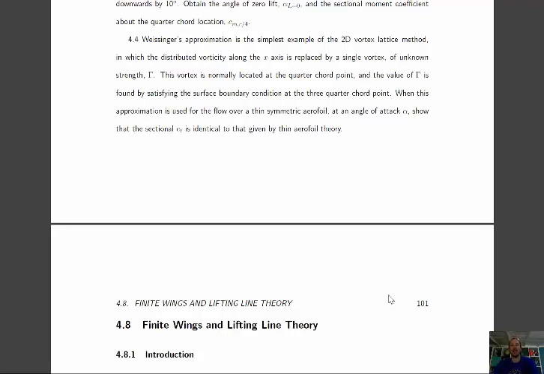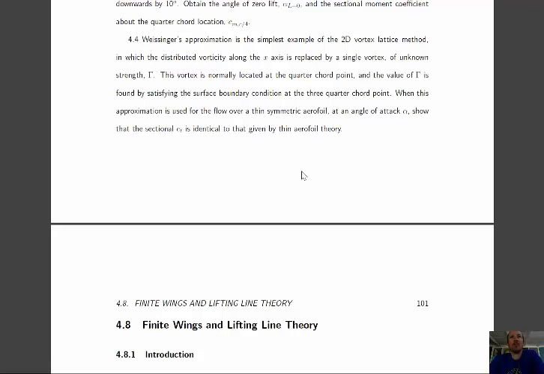In question 4 we're simplifying the problem again, by saying that rather than having a distribution of vorticity along the chord line of the aerofoil, the simplest simplification, if you like, is to have a single vortex, and we're going to locate this single vortex at the quarter chord point. The value of the circulation is found by satisfying the surface boundary condition at the 3/4 chord point.